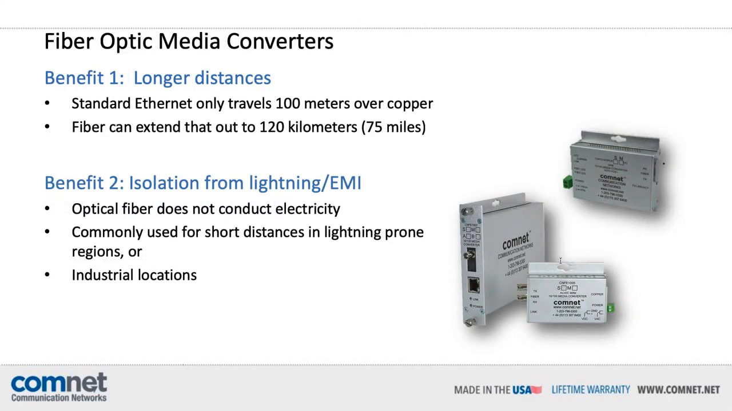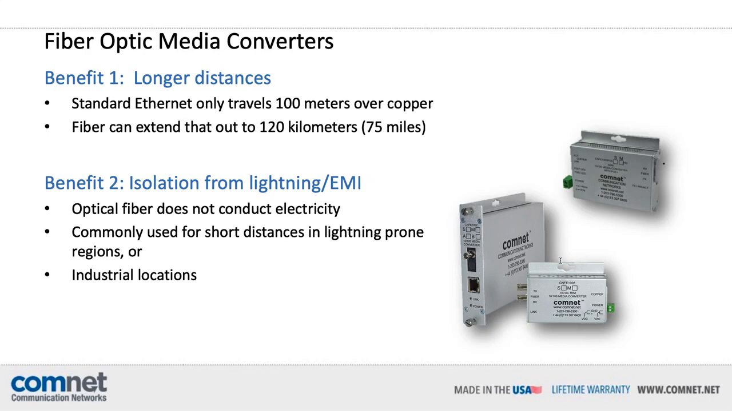Fiber optic media converters. The number one benefit with this type is the long distances they can carry an Ethernet signal. Standard copper Cat6 cables only carry the signal 100 meters, but a fiber optic media converter can extend that out over 100 kilometers or more.